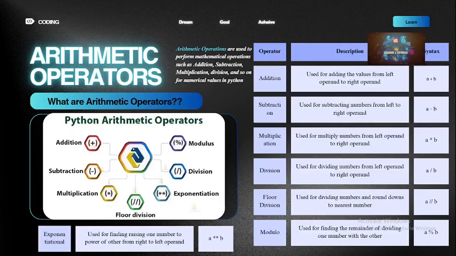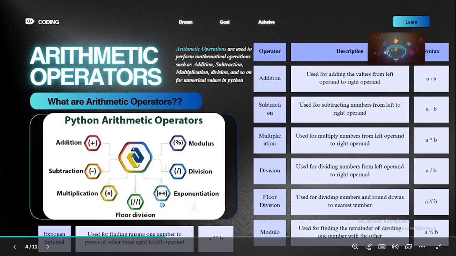Addition is represented with the plus sign, subtraction with the minus, multiplication with an asterisk, floor division with double slashes, exponential with two asterisks, division with a single slash, and modulo with the percentage sign in Python. With the help of these symbols we can calculate the mathematical operation between two variables in Python.